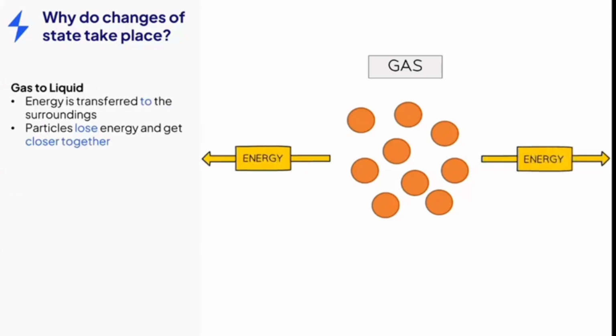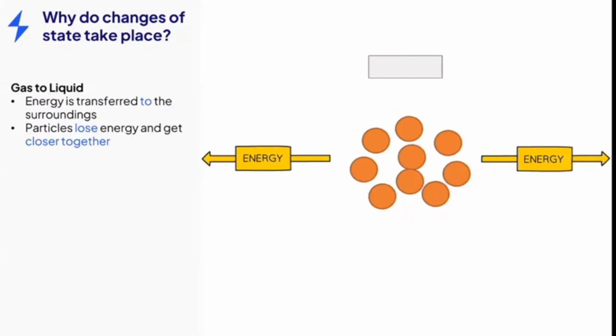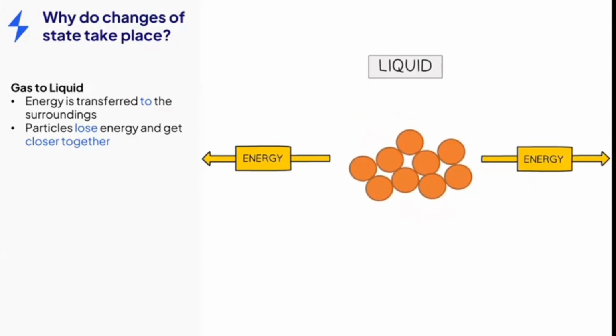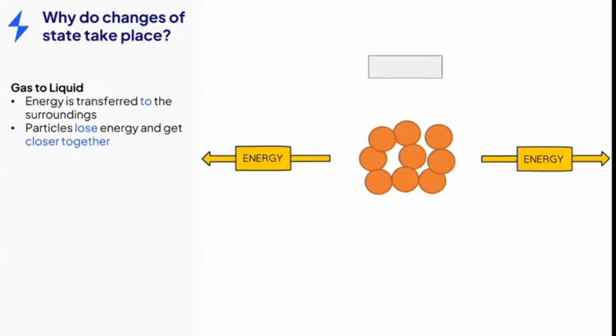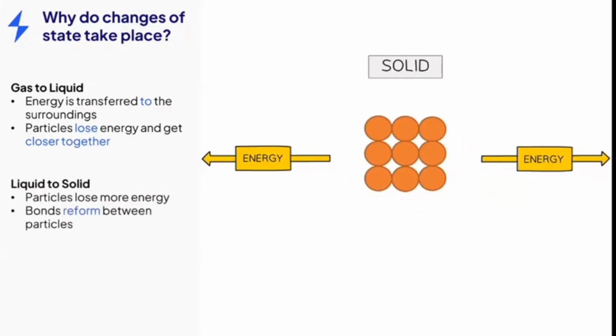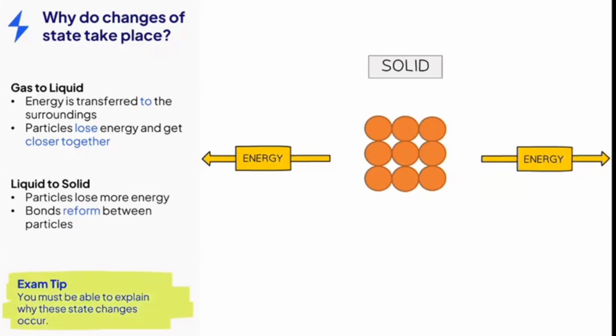When energy is transferred from a gas to the surroundings, the particles lose energy and begin to slow down. The distance between the particles decreases, some of the intermolecular forces will reform, resulting in the formation of a liquid. If further energy is transferred, then bonds will reform between the particles and a solid reforms. It's important that you are able to explain in terms of energy why these state changes occur.